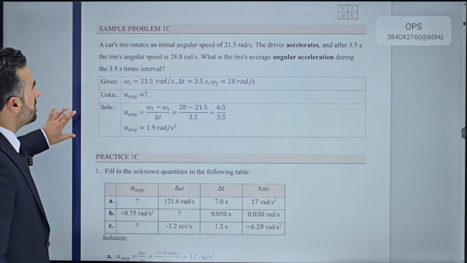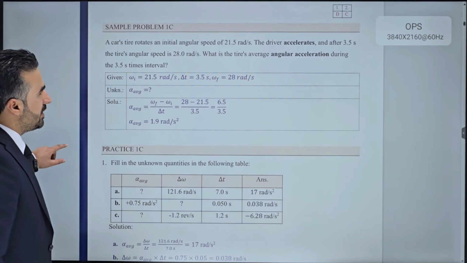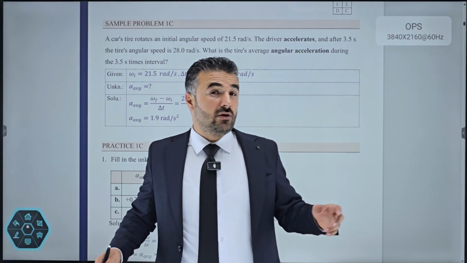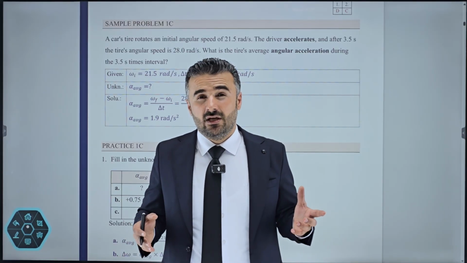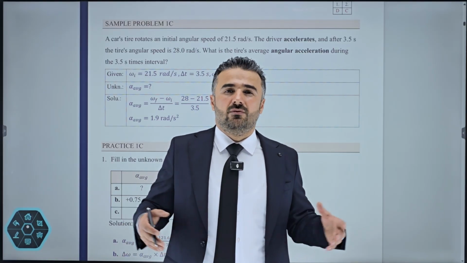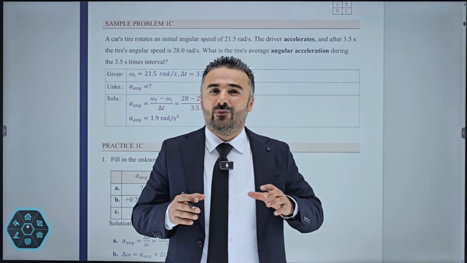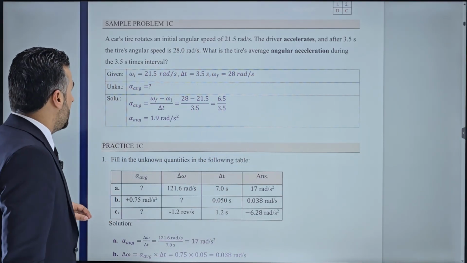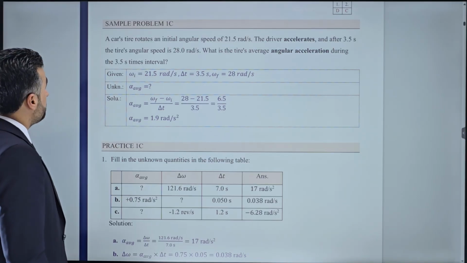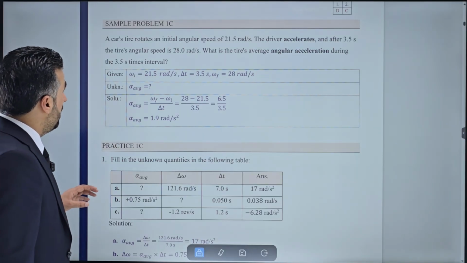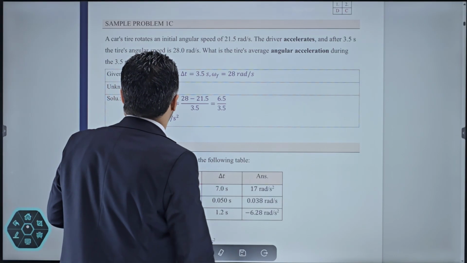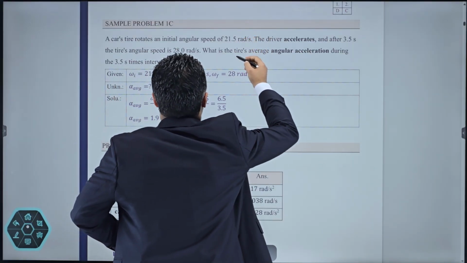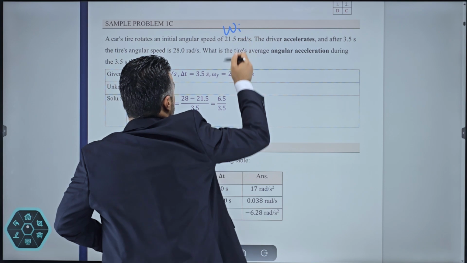Now, I think it is time to solve a question here. Once again, if the directions are mentioned, we'll just consider the directions. What do we do if the directions are not mentioned? We just don't talk about the direction. Remember that. So here it says: a car's tire rotates at an initial angular speed of this much. So this is omega initial.